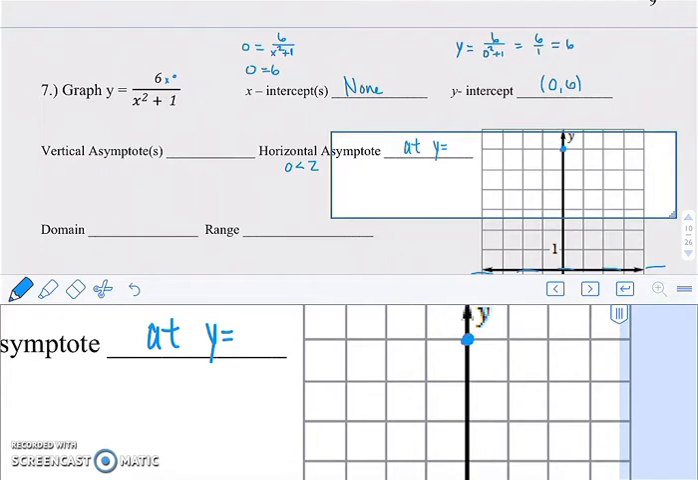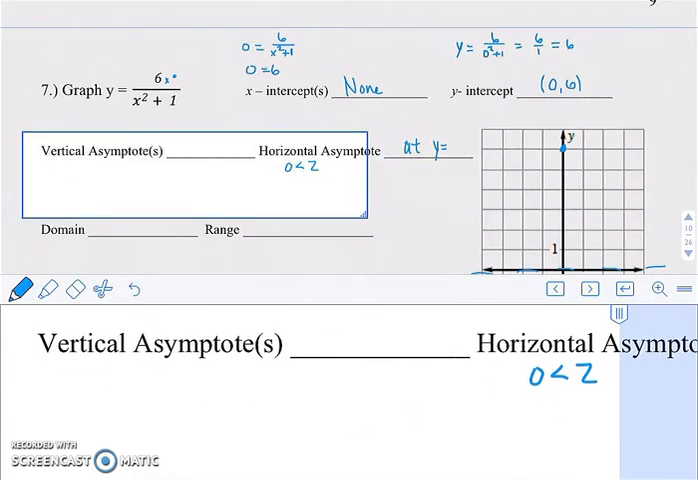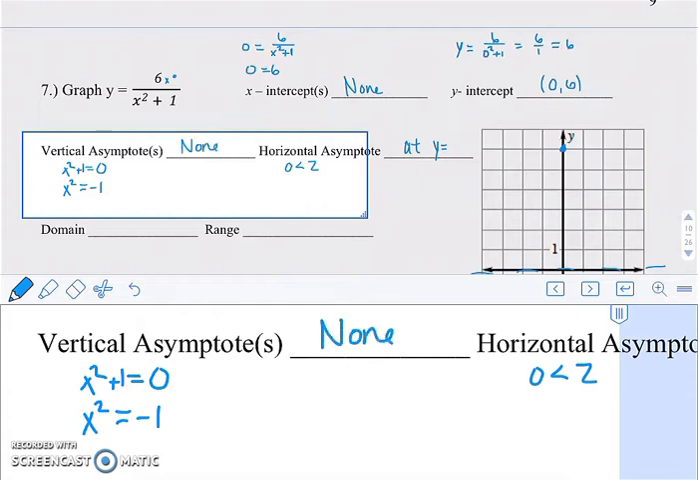If you go back to your calculator, vertical asymptotes. So vertical asymptotes is when we solve for our denominator. So we're going to say x squared plus 1 equals 0. Well, if you try to factor that, you would not be able to because it's not a difference of squares. If you subtract the 1 over, you get x squared equals negative 1. When you get an imaginary value, you can't take the square root of a negative. So there actually is no vertical asymptote either.